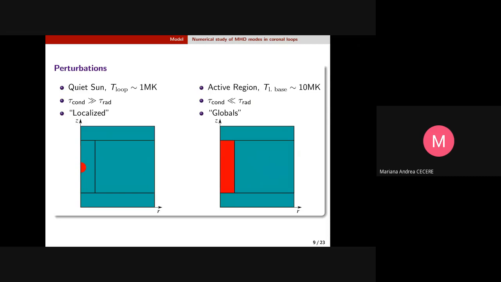On the other hand, in an active region, a flare can produce a temperature in the loop base of the order of 10 megakelvin. In this scenario, the conduction time is much smaller than the radiative time, so the loop heats up quickly. This produces a disequilibrium between the loop and the corona, which we will call a global perturbation.